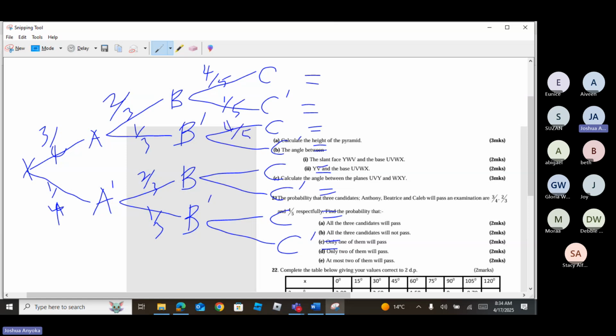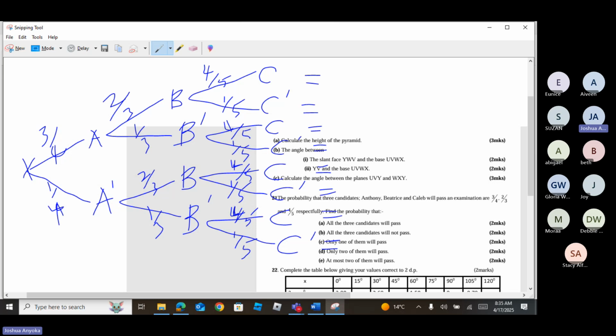4/5 passing. 1/5. 4/5. 1/5. 4/5. Then 1/5. So this is our tree diagram.